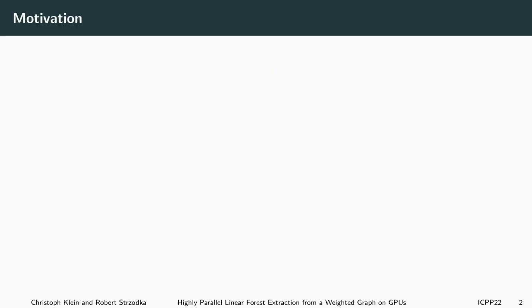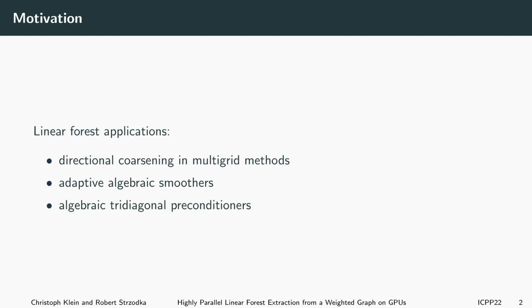So, why do we want to extract linear forests from graphs? They can be used, for example, in directional coarsening in multigrid methods, or in adaptive algebraic smoothers, and also, something we show in the paper, they can be used to construct algebraic tridiagonal preconditioners.